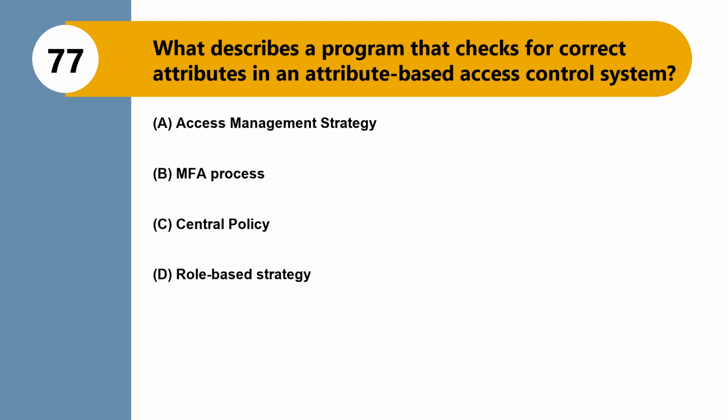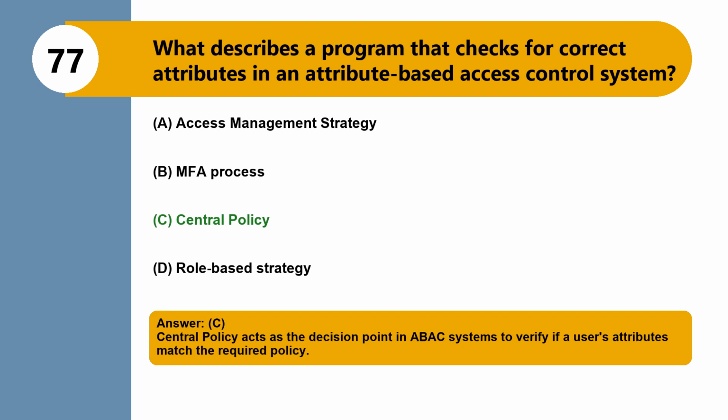Question 77. What describes a program that checks for correct attributes in an attribute-based access control system? Option A, access management strategy. Option B, MFA process. Option C, central policy. Option D, role-based strategy. The correct answer is option C, central policy. Central policy acts as the decision point in ABAC systems to verify if a user's attributes match the required policy.